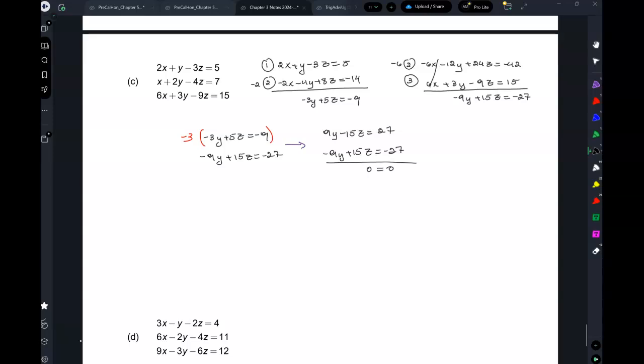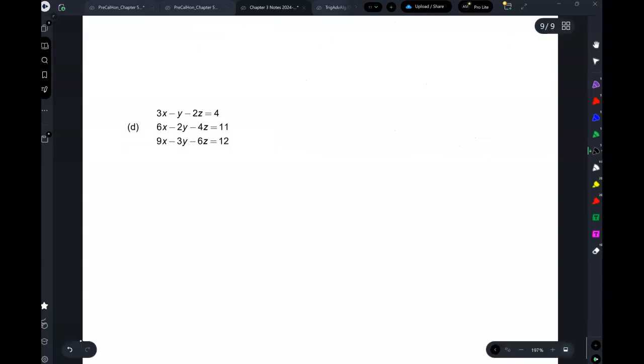So what is that? Infinitely many, not all real numbers. Infinitely many solutions, not all real numbers. If you say all real numbers, that means all of the planes, and it just doesn't make sense. Okay, infinitely many solutions. Let's go ahead and do this next one.